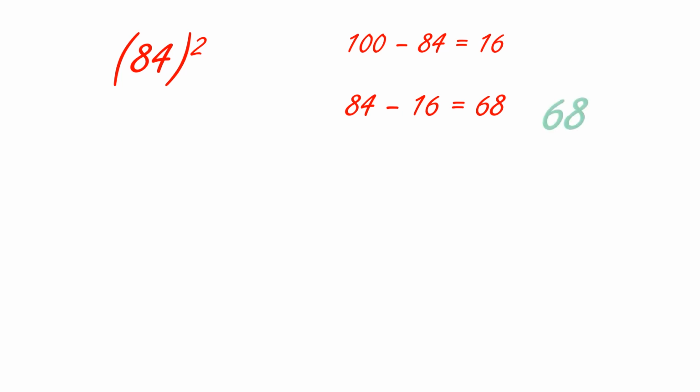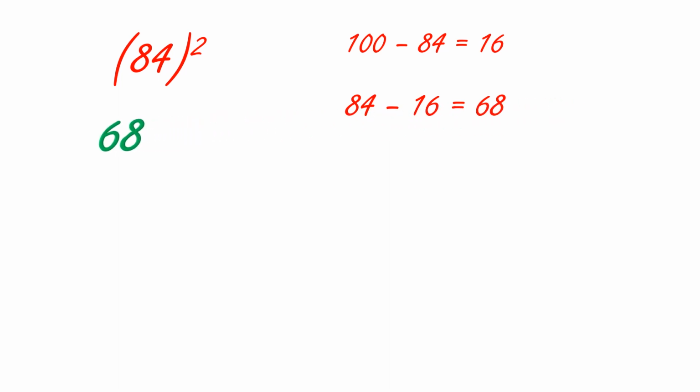Now let's talk about 84 square. As per step 1, if I find the difference of 84 from 100, it is 16. 84 is 16 less than 100. Now as 84 is less than 100, as per step 2, I have to subtract the difference from the number itself. So 84 minus 16 becomes 68. And this 68 is the first part of my answer. I hope this much is clear.